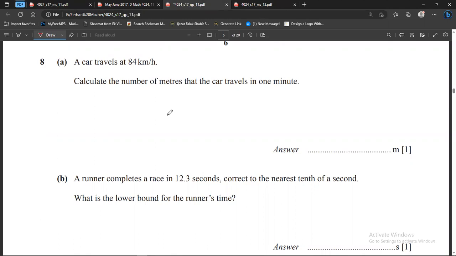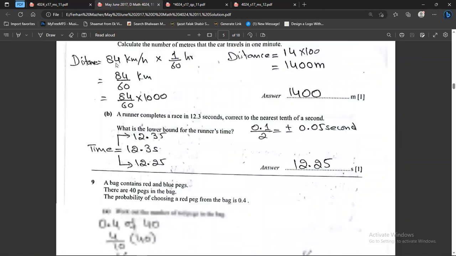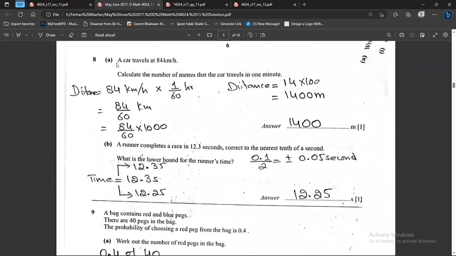So the speed is in kilometers per hour. The time is in minutes. So I will convert the time into hours. 1 minute means 1 by 60 hours. Then I will find out the distance traveled. That will be the speed multiplied by time. Once you get the distance, that will be in kilometers. Then I will convert it into meters.